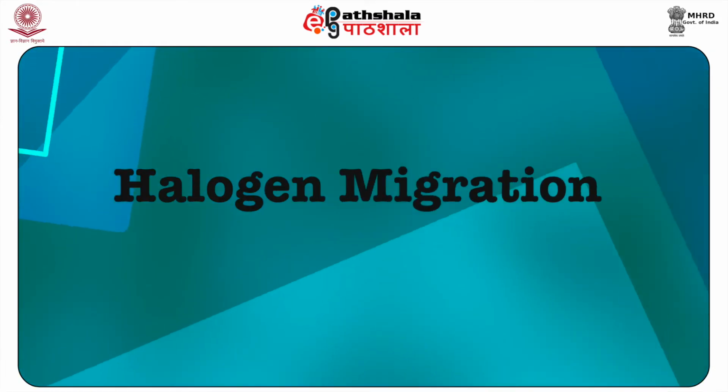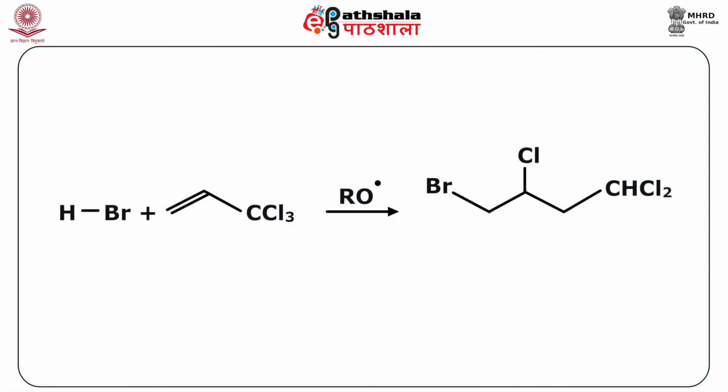Halogen migration. All halogens with the exception of fluorine can migrate. The radical addition of HBr to 3,3,3-trichloropropene involves the migration of a chlorine atom, as can be seen in the given reaction. The mechanism involves regiospecific addition of the bromine radical to the double bond. Our O radical combines with HBr, leading to the formation of bromo radical.